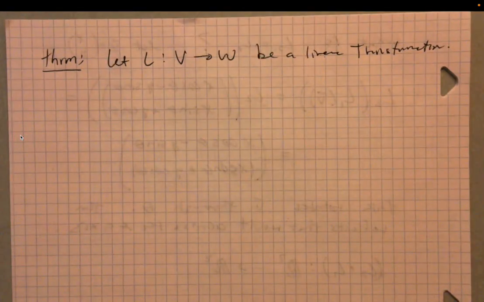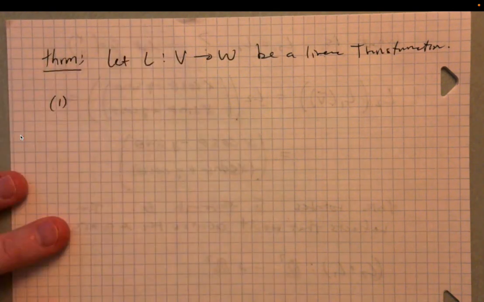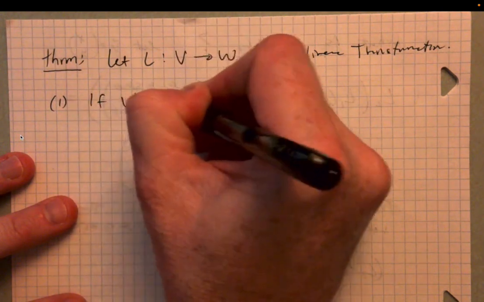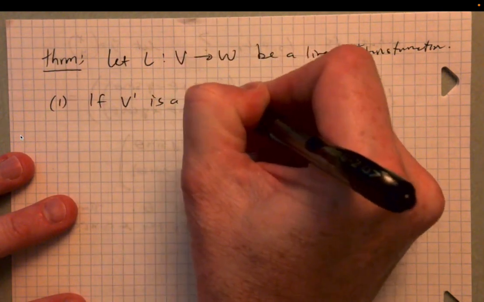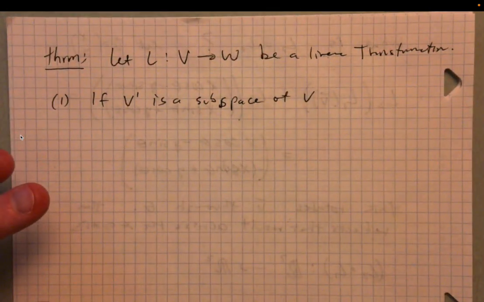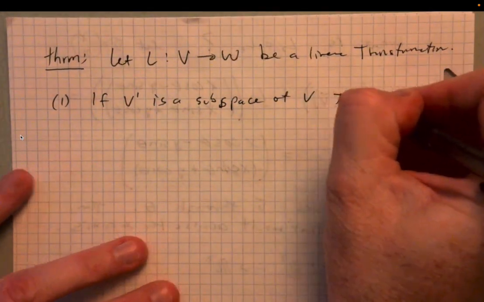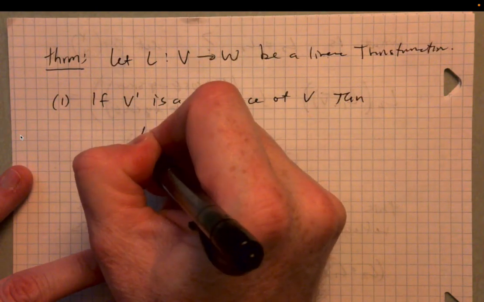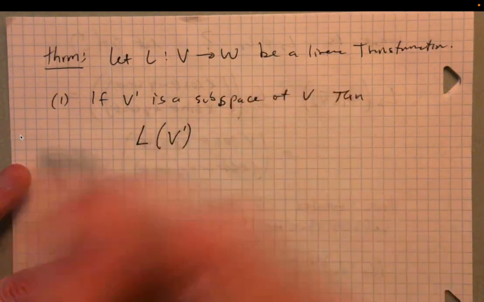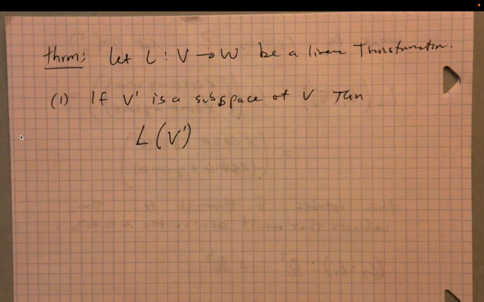Okay, so I've got a linear transformation L from V to W. Two things. So the first thing, if V prime is a subspace of V, then the linear transformation applied to V prime, right? So if I take the subspace of V and I apply the linear transformation to it, then what is that?